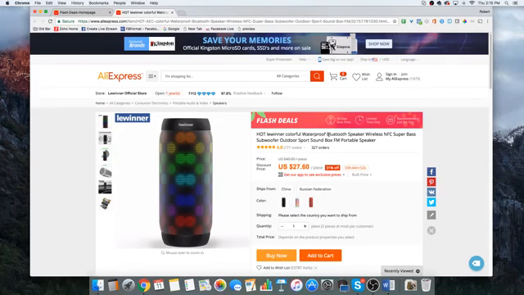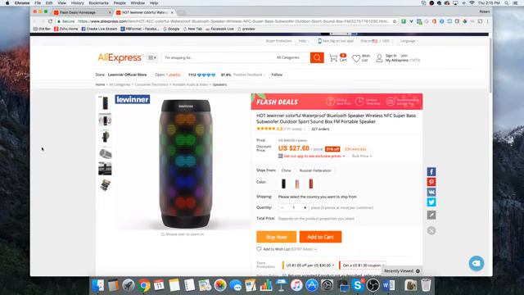Colorful, waterproof Bluetooth speaker, wireless, NFC, super bass subwoofer. Okay. So that's a speaker. I mean, obviously it's going to have an obvious use, right? People want to listen to music, right? It seems really, really obvious.